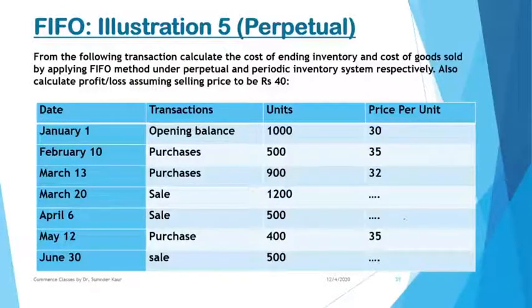Now let us see how this system works under the perpetual system. What will be the problem here? Under the perpetual system, inventory purchase and sale is recorded as and when it happens in the store's register. So every time you have a purchase or a sale, you will have to assign a value and update your store's register to find out the balance.